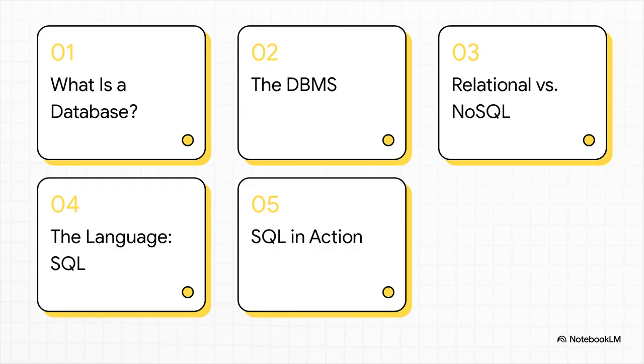All right, here's our game plan. We're going to tackle this in 5 straightforward parts. We'll start with what a database even is. Then we'll look at the system that runs it. After that, the 2 main types you'll encounter. Then the language we use to talk to them. And finally, we'll see that language in action. Ready? Let's get into it.